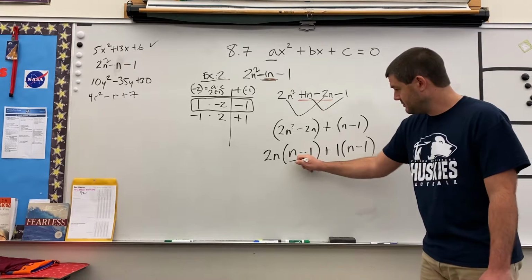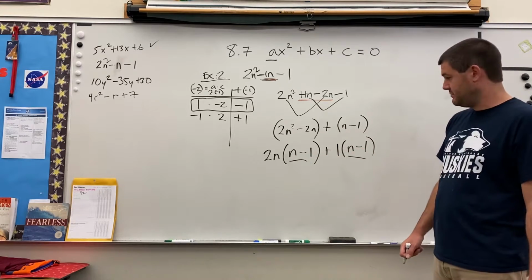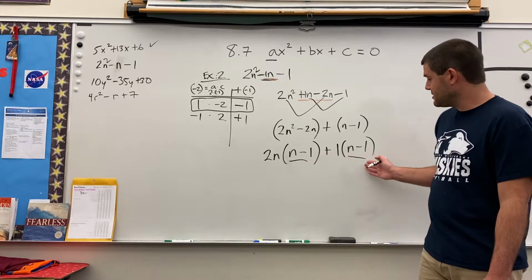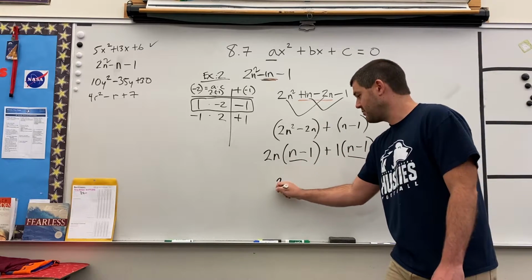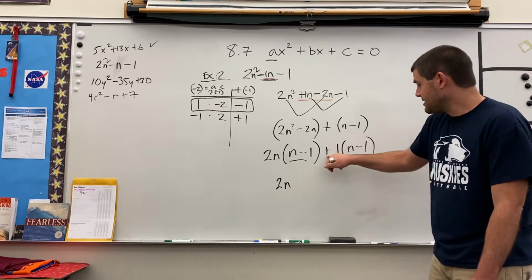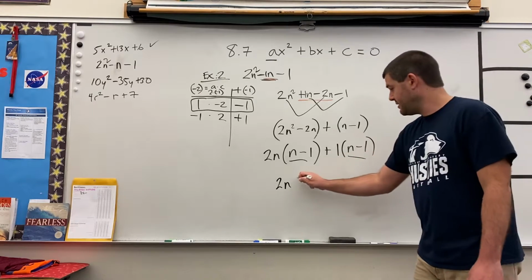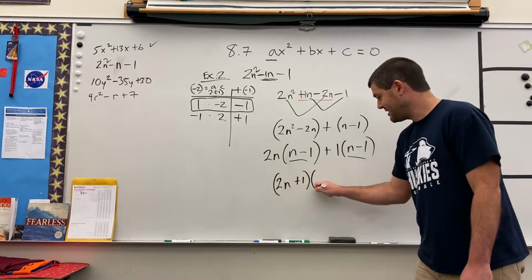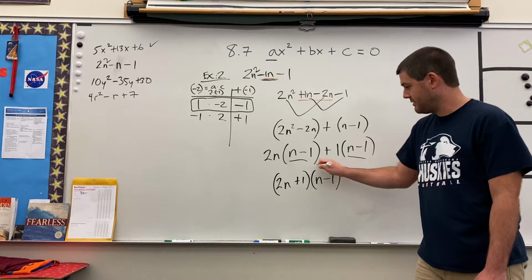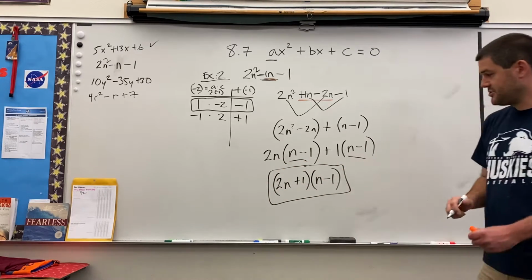Okay, and if you look, n minus 1, n minus 1. Well, how many n minus 1s are there? We have 2n of them right here, plus we have 1 n minus 1 right here. And that's how many n minus 1s we have. And that's your answer.